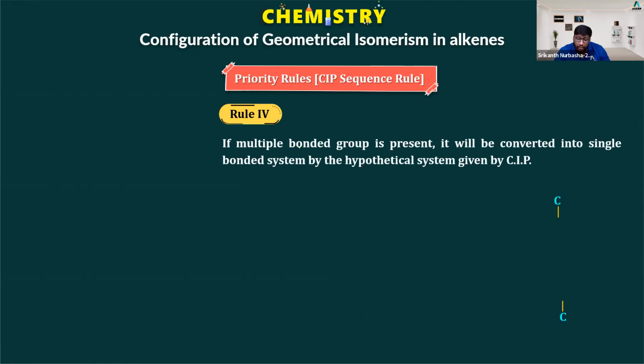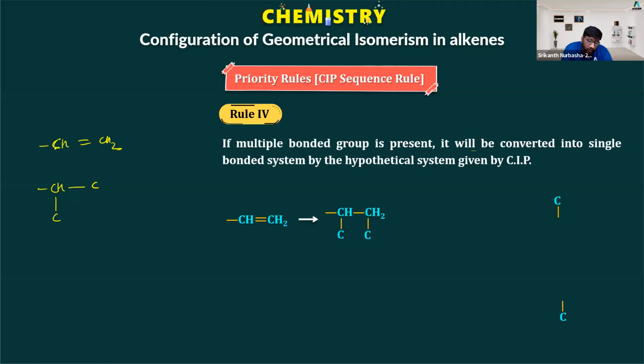Understood now? Rule 4. If a multiple bond group is present, it will be converted into a single bond by a hypothetical system given by CIP. So what is that hypothetical system? We have CH double bond CH2. Then you have to imagine, to this particular carbon, we have carbon double bond carbon. That means two same groups are connected. You have to imagine like that.